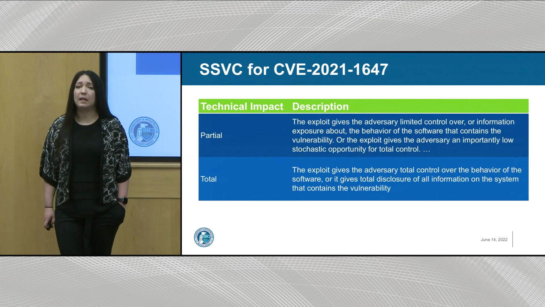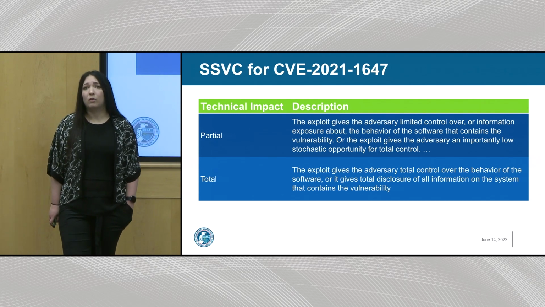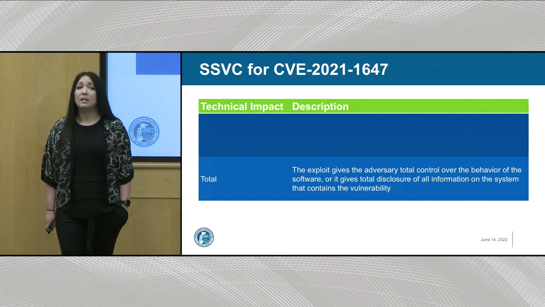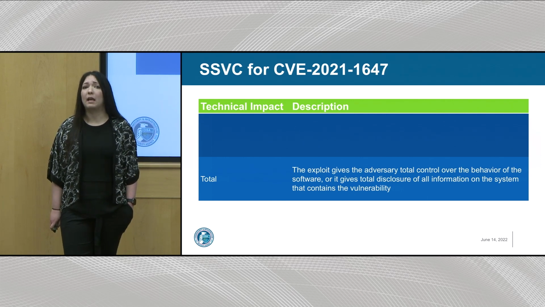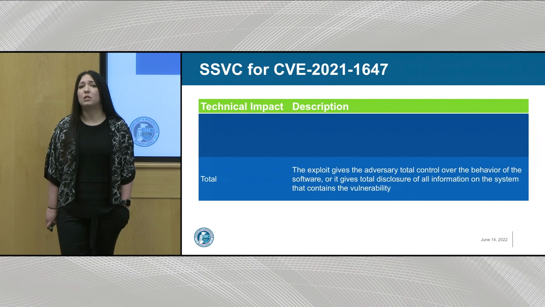The next decision point is technical impact. Do the results of exploitation give an adversary limited or total control over the vulnerable component? Based on the description, this vulnerability does allow for remote code execution, so we would rate this vulnerability as having total control. The exploit gives the adversary total control over the behavior of the software, or it gives total disclosure of all information on the system that contains the vulnerability.